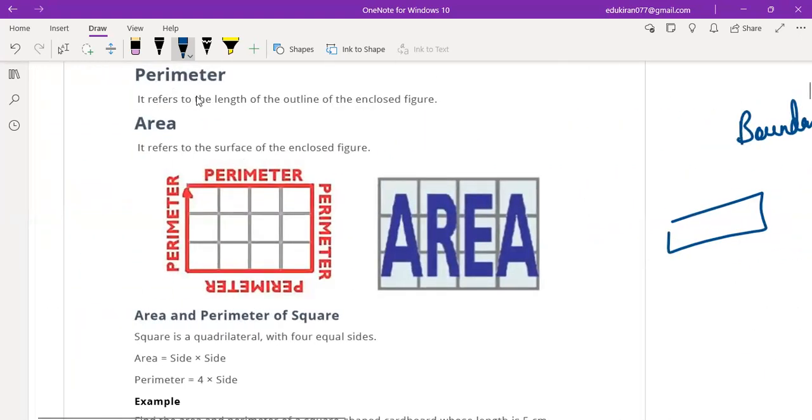First of all, what is perimeter basically? It refers to the length of the outline of the enclosed figure. For example, if it is a triangle, this means its outline, its boundary.